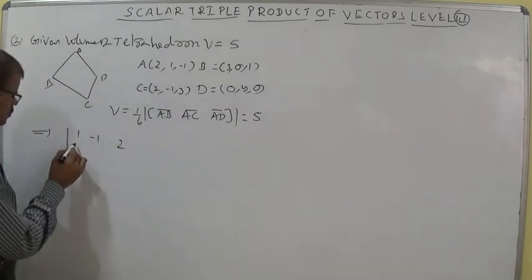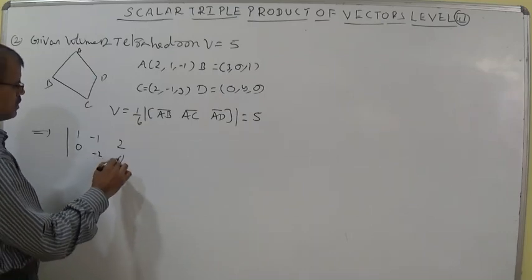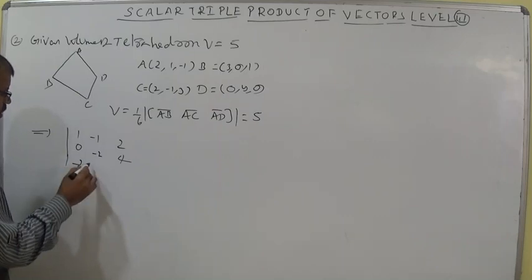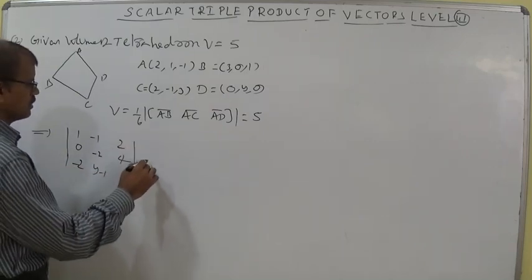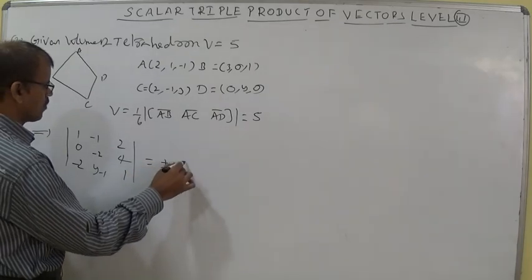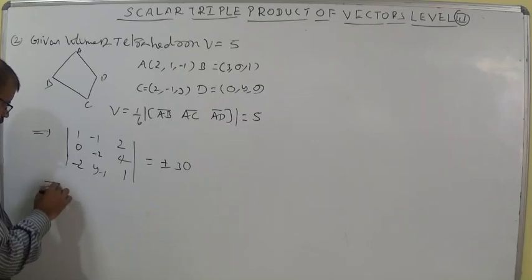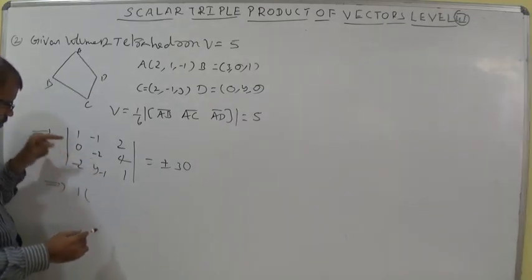2 minus 2, this is 0, and minus 1 minus 1 is minus 2. 3 plus 1 is 4, and this one minus this one is minus 2, and you write here y minus 1 and this is 1 is equal to, now we can write here plus or minus 30 because modulus is here. That implies we can calculate the value of the determinant.